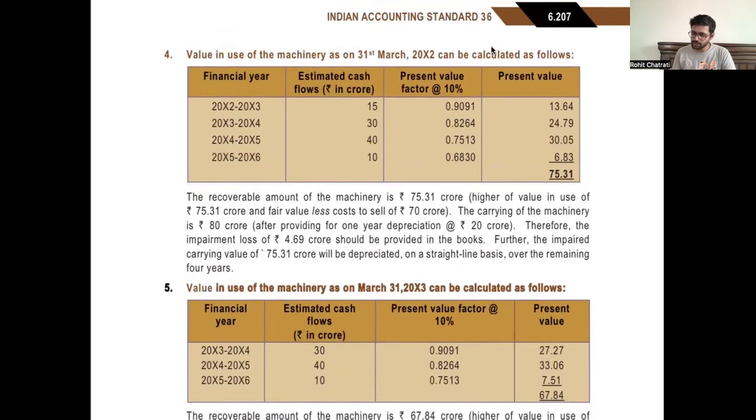The value in use, we also got it as 75.31, and therefore we have 4.69 crores as the impairment loss that we have charged. So 4.69 crores will be the impairment loss. This is the end of chapter questions, question number 4.